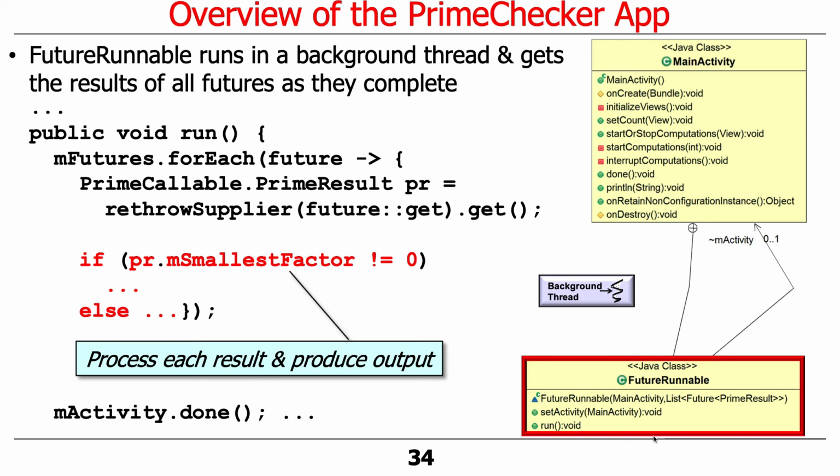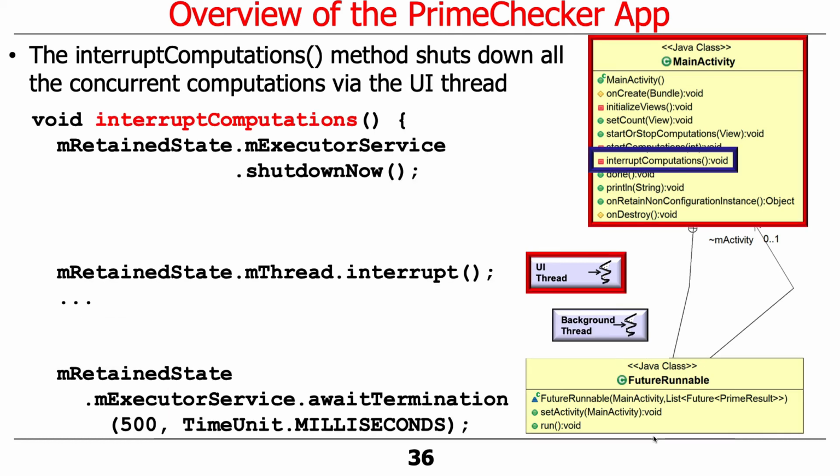If it's non-zero, it means it was the smallest factor. There's some code in there I'm going to omit unless you want to go look at it yourself, that prints the results out. And of course, it uses the activity in order to know where to print the results. When we're all done, we tell the activity we're out of here, and then the program can return and shut down or wait for the next request.